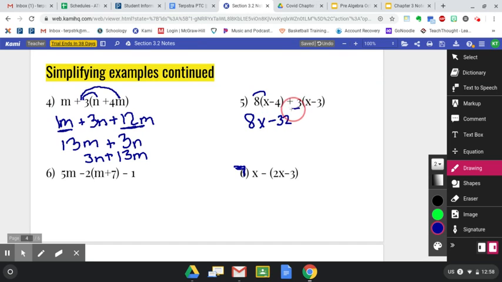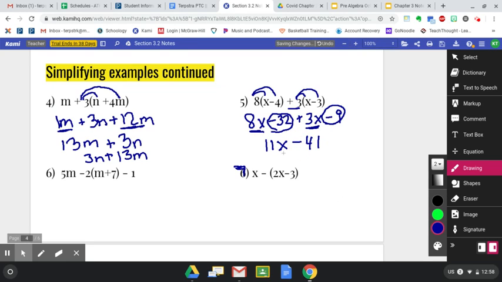Now out here I have this positive 3 that I'm going to distribute. I forgot to draw my arrow there. I have a positive 3 times x, which would give me positive 3x. And then I have this positive 3 times negative 3, which would give me negative 9. So combining the like terms, now that the parentheses are gone, I'm going to take the 8x and 3x, combine them to give me 11x. Then I have negative 32 and a negative 9, which would give me negative 41.